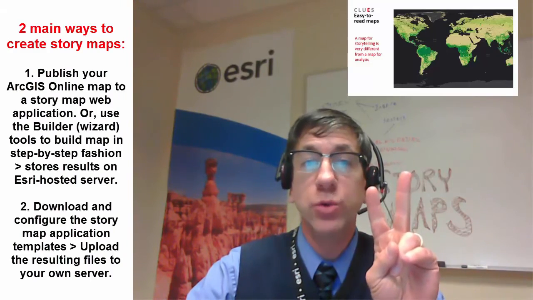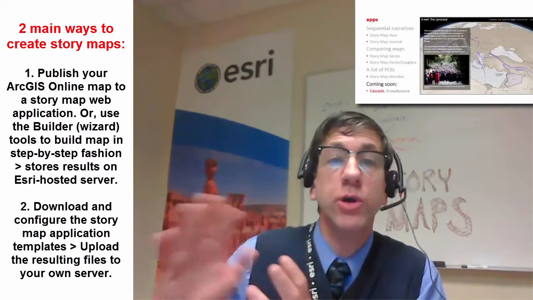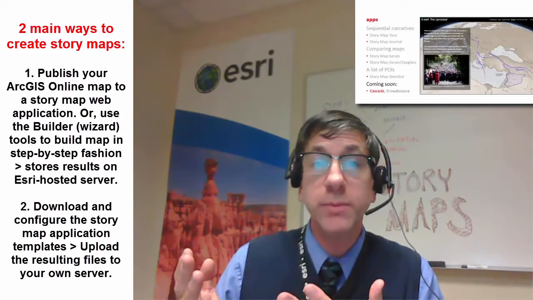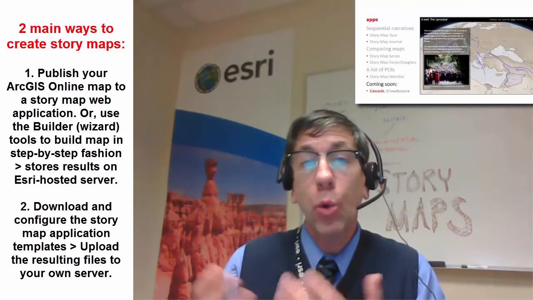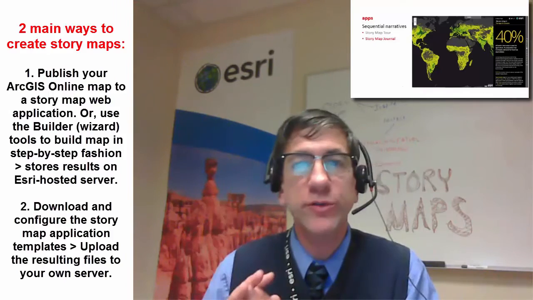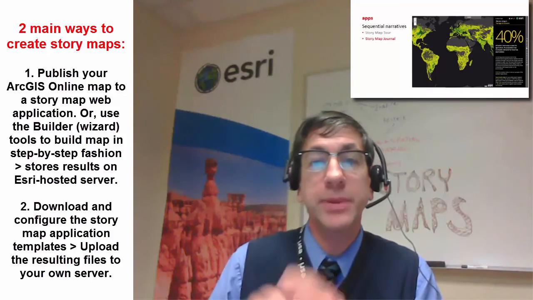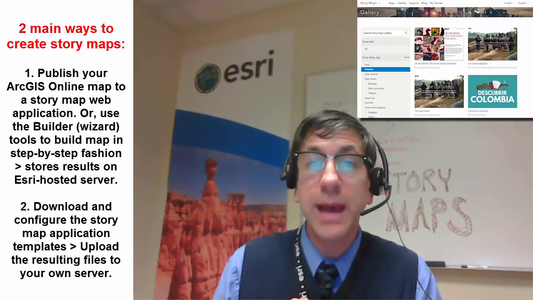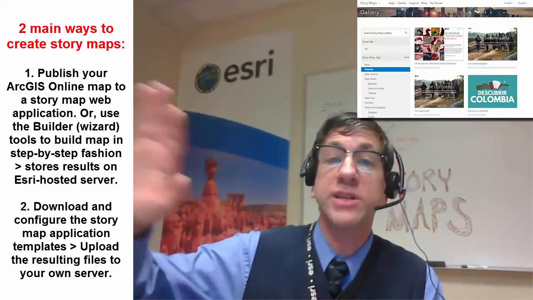We will also discuss two main ways of creating story maps. First of all, you can publish your ArcGIS Online map to a web mapping application. Choose the story map for the application type, or use the builder, like a wizard interface, tools to build your story map in a step-by-step fashion. Now with either of these methods, your resulting story map will be stored on an Esri hosted server.